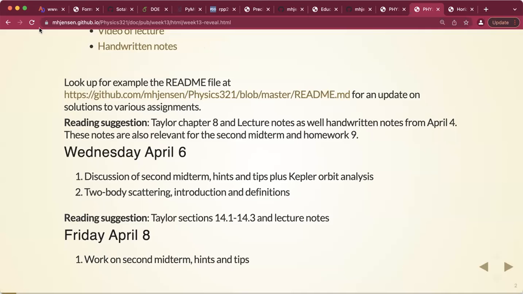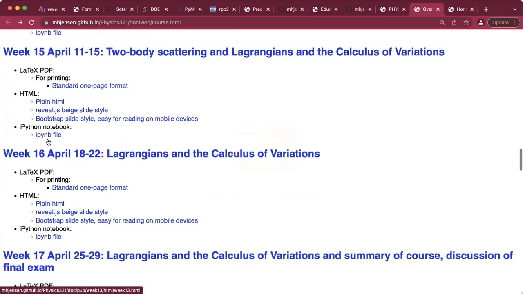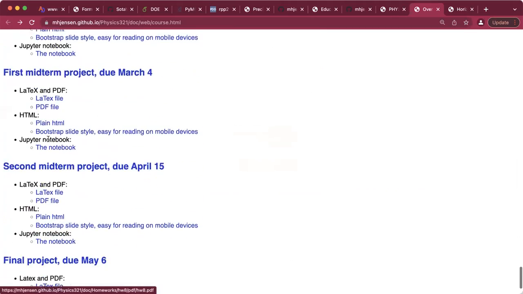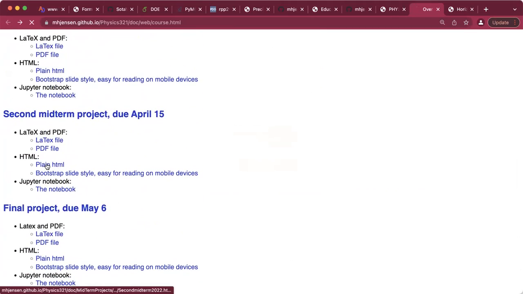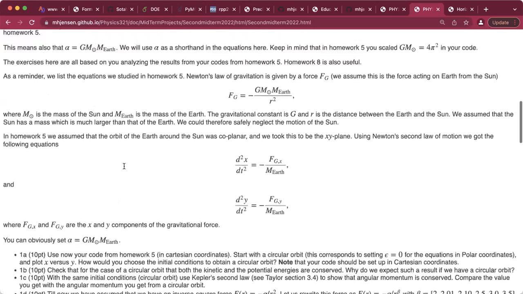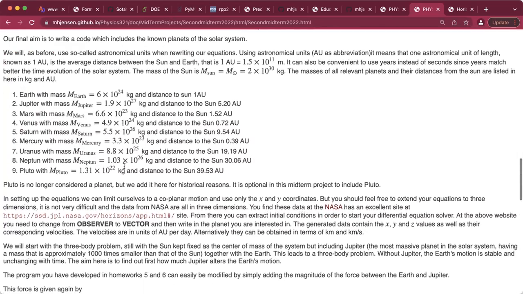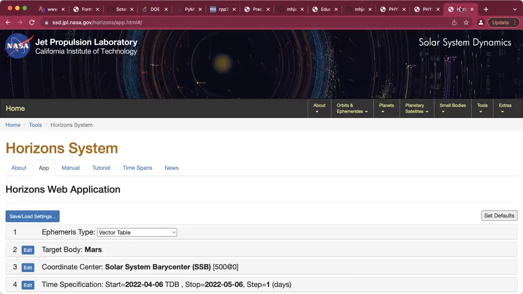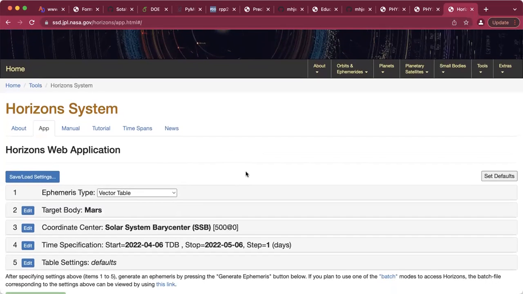If you go to the midterm and scroll down, and you look at the link a little bit down here, there is a link to a NASA website, this link here, where you can extract the information about the positions of the different planets. So this looks like this. When you go to the link, this is what you are going to need.